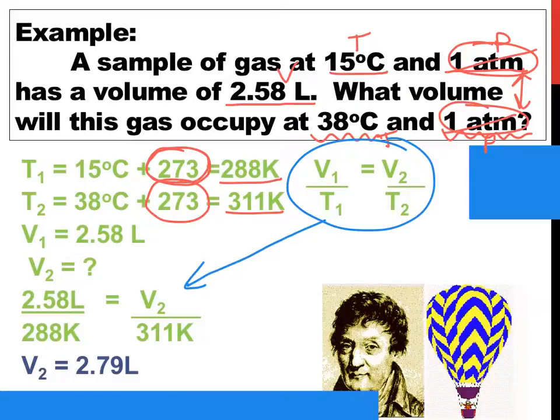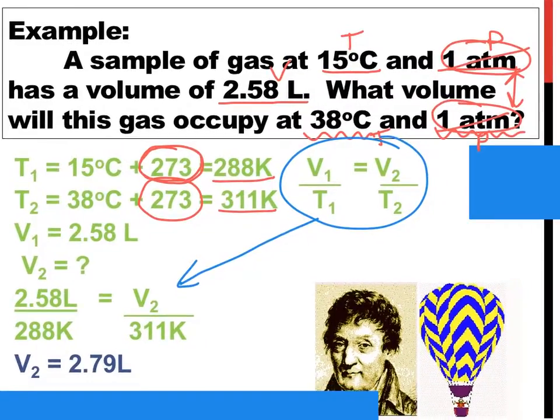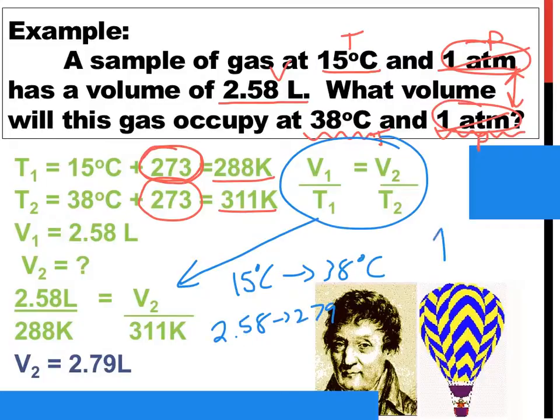So we increase the temperature from 15 degrees Celsius to 38 degrees Celsius. What happened to the volume? Well, it went from 2.58 to 2.79. So as temperature increases, guess what? Volume increases. That's our direct relationship.